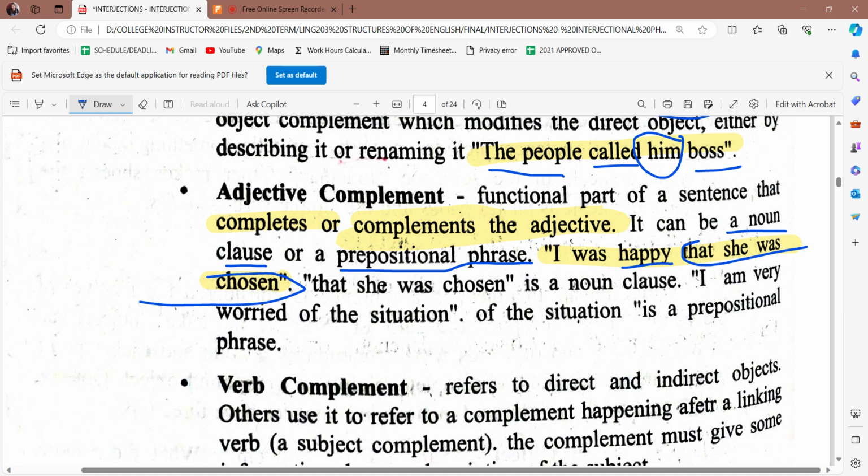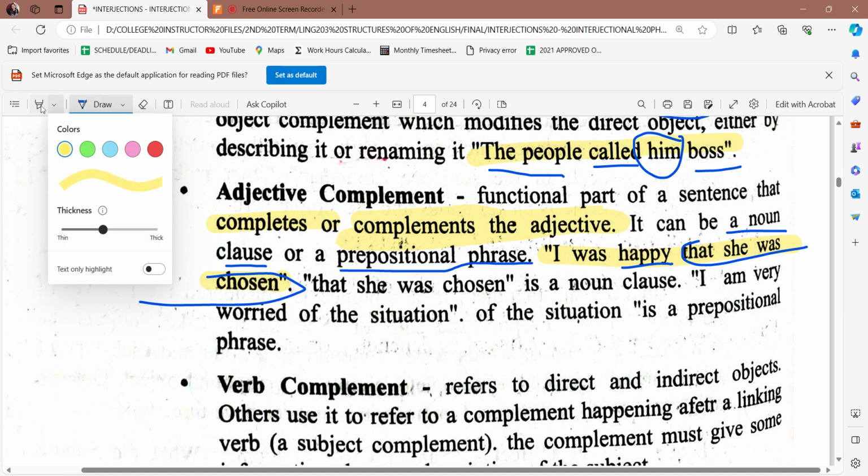Alright? Again, adjective complement complements or completes the adjective. Okay? If you know how to identify the adjective, you can answer the question. Here, in I was happy that she was chosen, you know the adjective is happy. And then you know why she is happy: because she was chosen. So therefore, in this sentence, that she was chosen is our adjective complement.